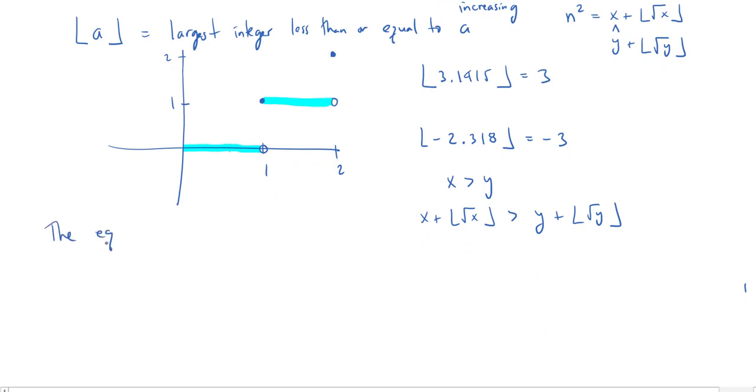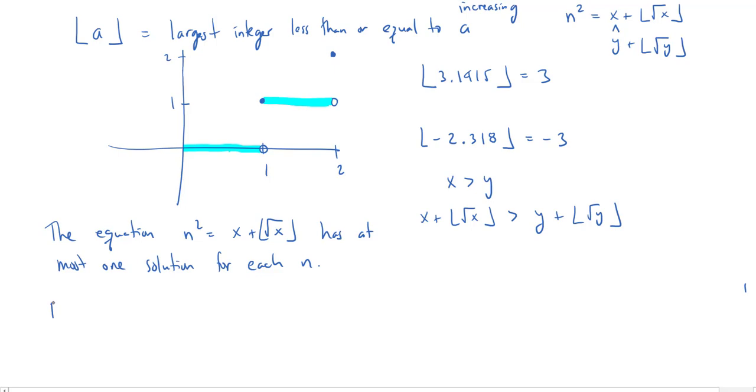So the equation n squared equals x plus the floor of root x has at most one solution for each n. All right. Now, what's the smallest n squared we could have? Of course, that would be 1 squared, right, or 1.